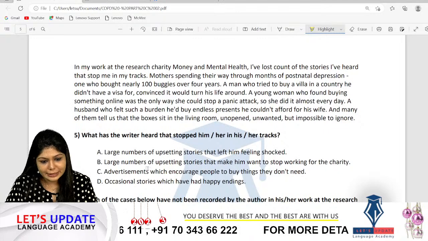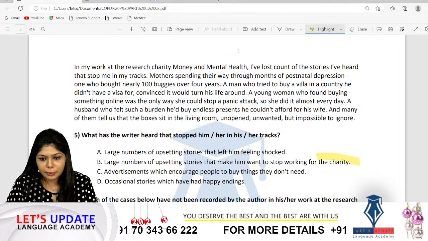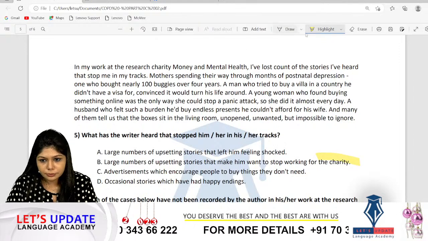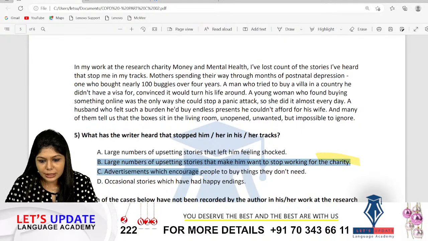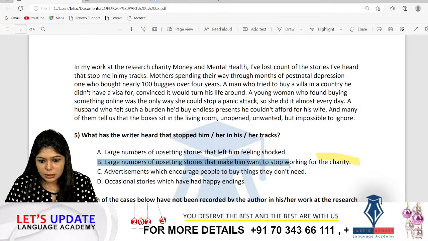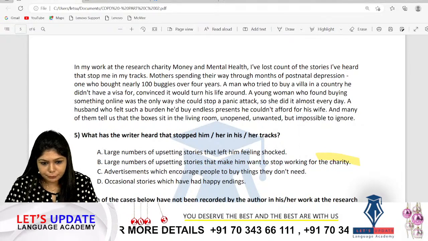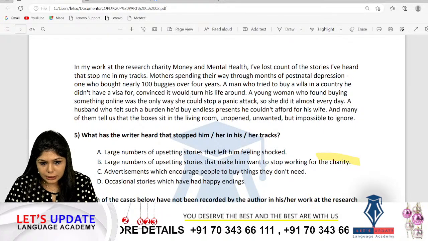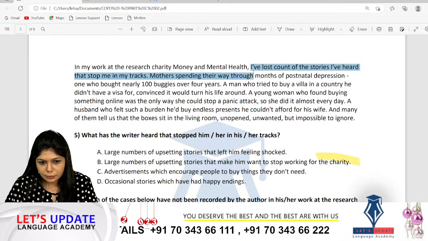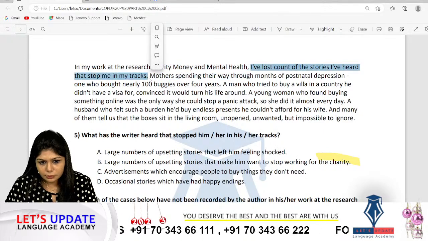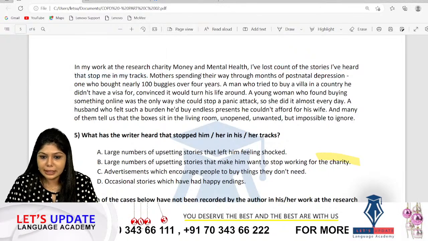So the option would ideally be large number of upsetting stories that make him want to stop. I've heard that stop me in my tracks. That is the sentence that I've highlighted as the answer.